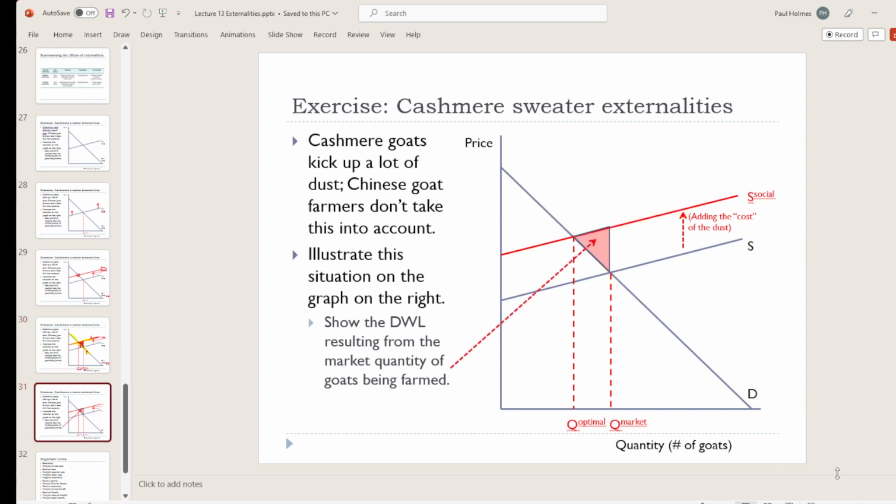Okay, so next time in lecture 14, we're going to be looking at how to handle these externalities.